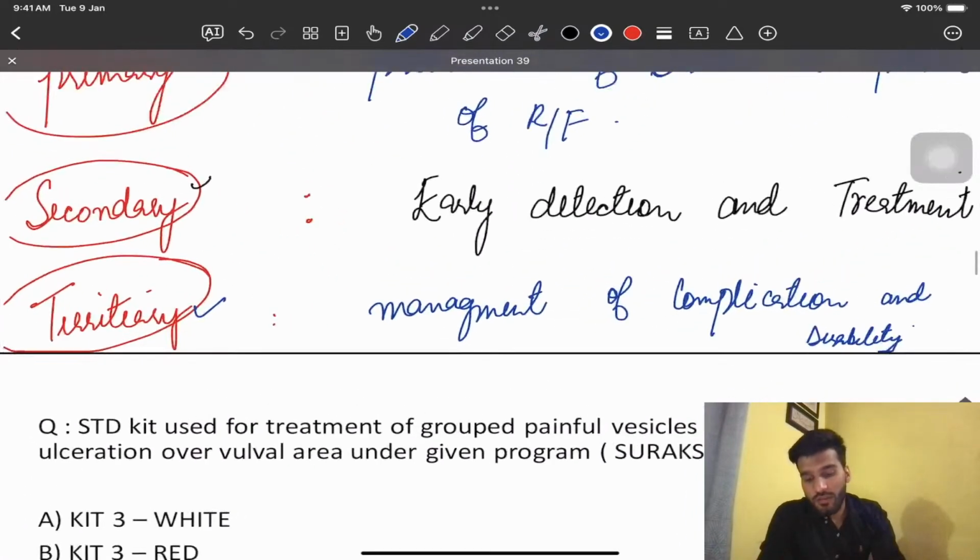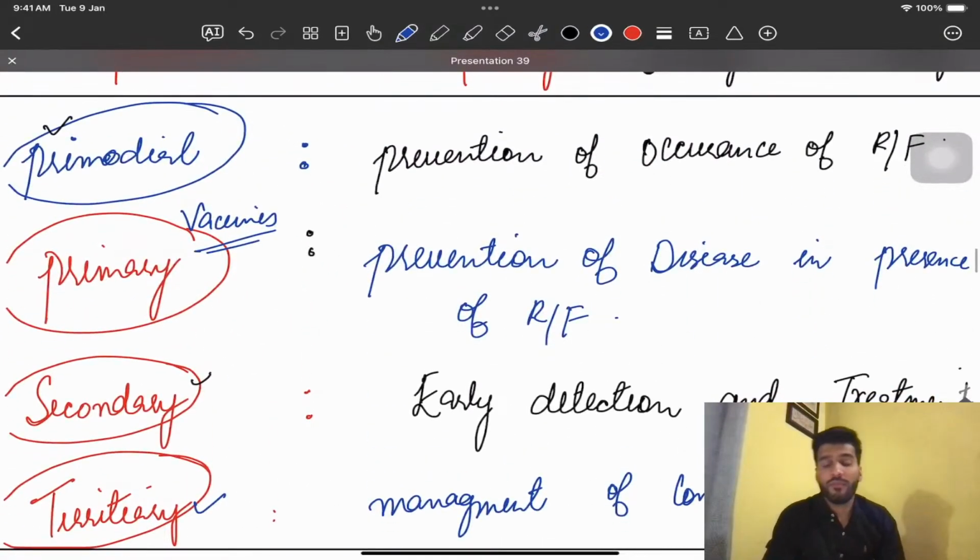So understand one by one, guys. First, primordial prevention is a pre-pathogenic phase when you try to stop the occurrence of the risk factor. Then the primary is the prevention of the disease. There is a risk factor present, but you try to prevent the disease. Then the third is secondary, guys, and there is early detection and treatment. And the fourth one is tertiary, the management of the complication and disability.